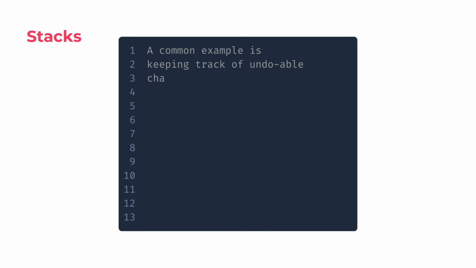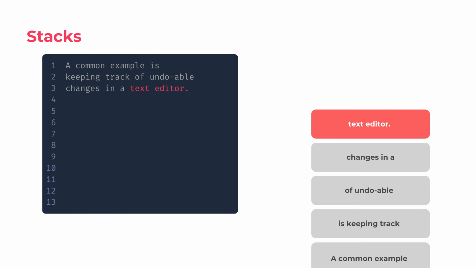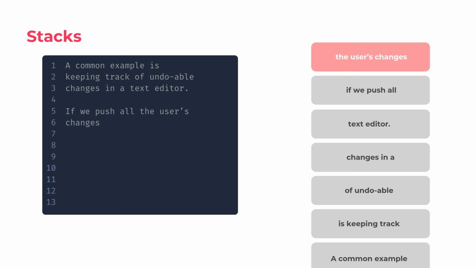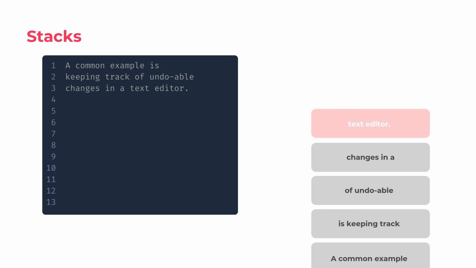As long as our data access pattern matches the natural characteristics of a stack, that is, we only ever add and remove elements from the end, stacks provide amazing performance and simplicity. And a great use case that's often used as an example for stacks is keeping track of undoable changes in a text editor. If we push all the user's changes into a stack data structure, when they press undo, they expect only the most recent change to be reverted, which maps to removing and handling only the last element in the underlying array of changes.